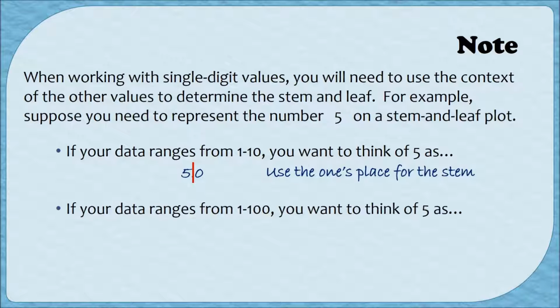However, suppose your data ranges from 1 to 100. In that case, we might have numbers like 87 or 12 or 38, things like that. In this case, I want to think of 5 similarly to the other two-digit numbers. In particular, the 5 has a 0 in the tens place, so I would think of the 5 as 05, kind of like you might see on a digital clock if it's 5 after 3 in the afternoon. In this case, when I break off the leaf, the leaf would be a 5 and the stem would be a 0. In particular, now the stem is going to be the tens place instead of the ones place.